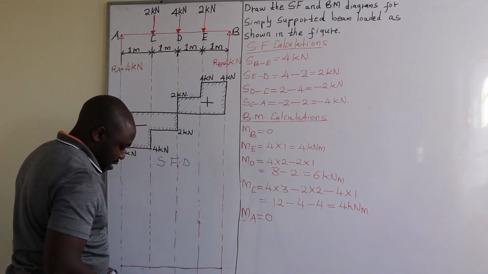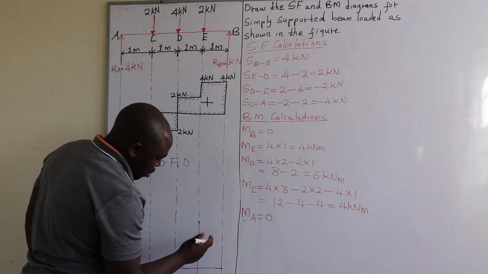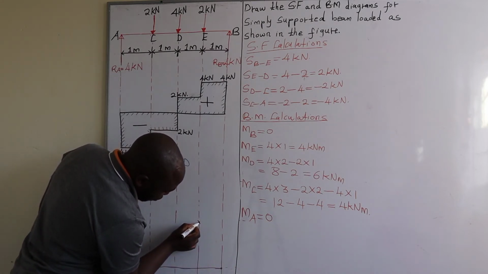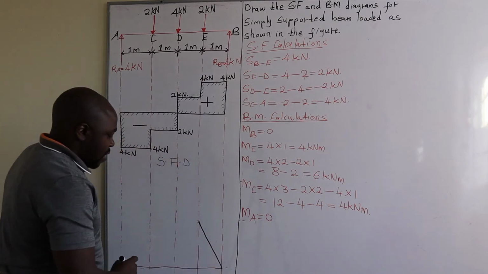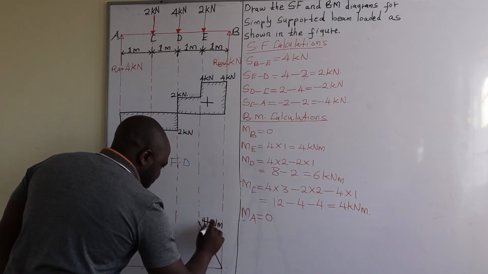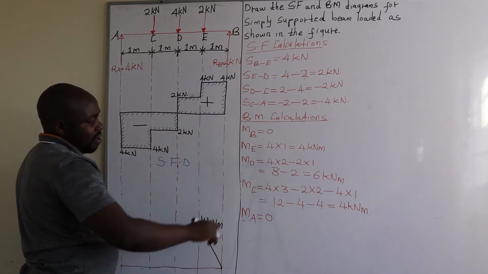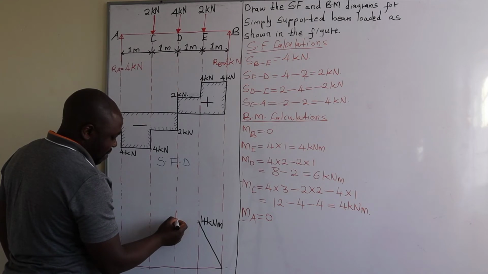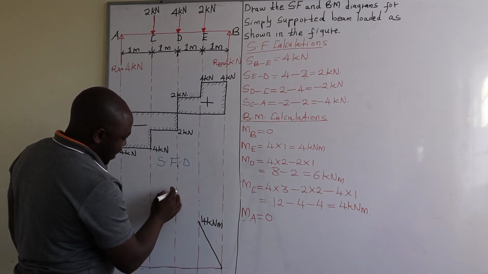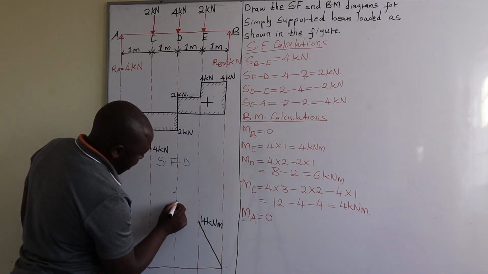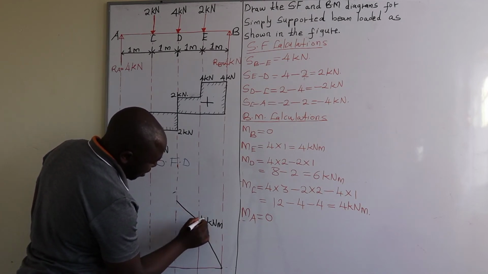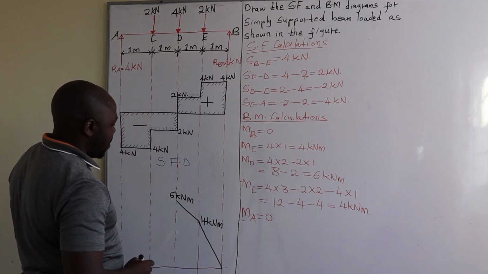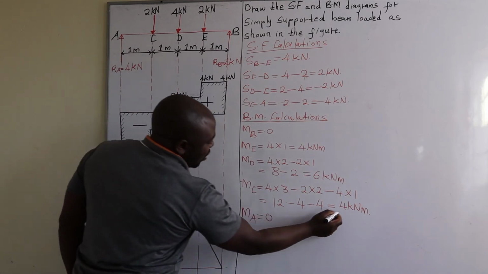So if we approximate that point to be 4 kilonewtons, we are going to connect this 4 kilonewton meter at E to the 0 at point B with a straight line, or with a slope in that form. Then from there we go to the bending moment at D, which is 6 kilonewton meter. So if that is 6 units, this is 4 units, 6 units we approximate to be at that point. So we are going to connect D to E also with a smooth slope like that, and at D we are going to have 6 kilonewton meter. Then we have the bending moment at C, which is 4 kilonewton meter.